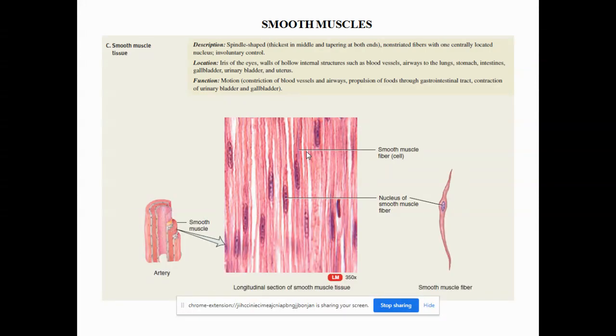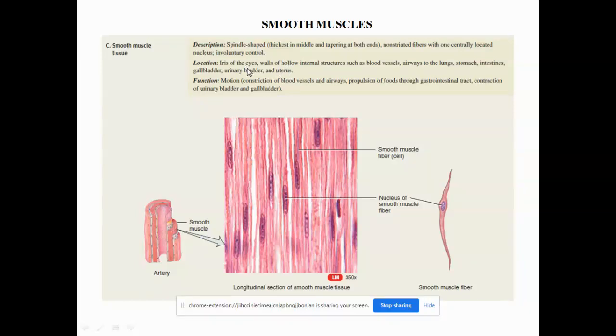This is the third type of muscle, that is the smooth muscles. So from the name itself you can understand they are smooth. That means it is non-striated. It is in the shape of a spindle that is thickest in the middle and tapering at both ends. It is non-striated with one centrally located nucleus, and this is also involuntary control, not under our control.